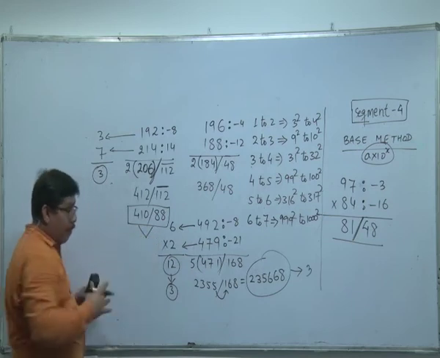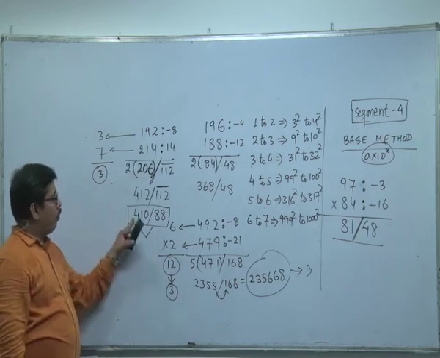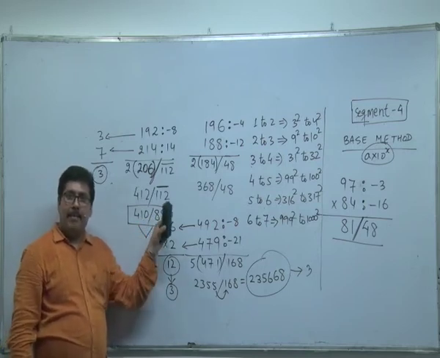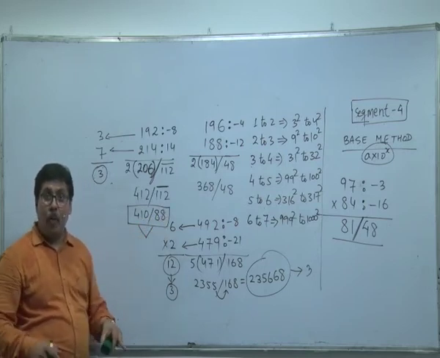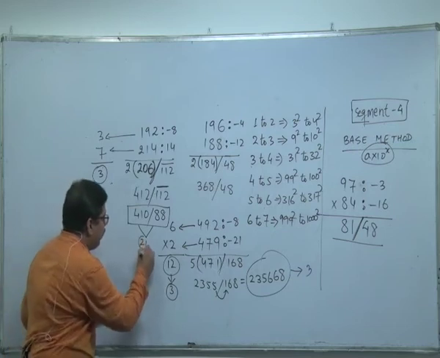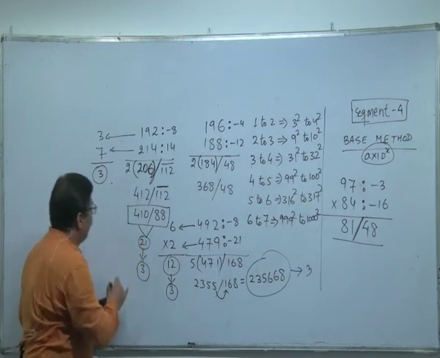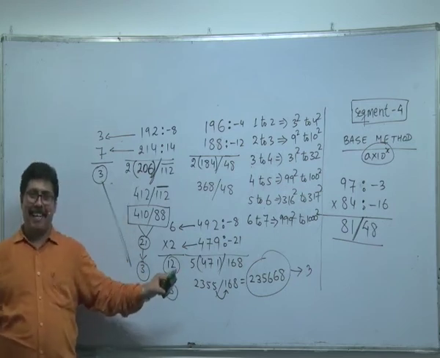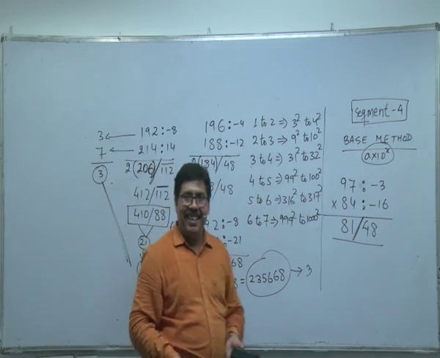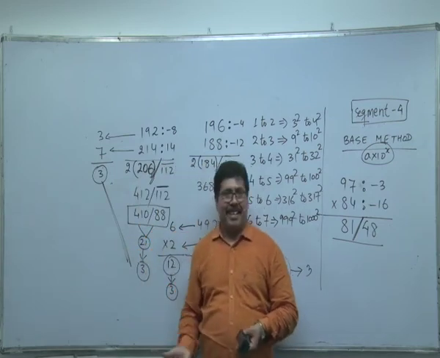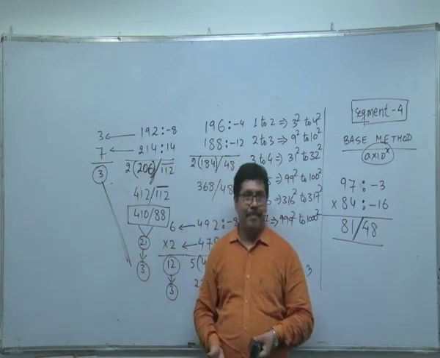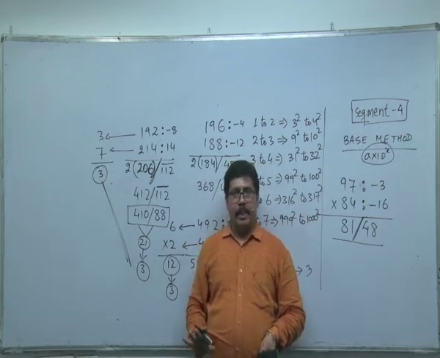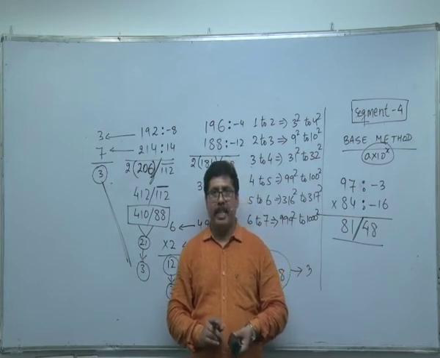What is the digit sum of my result? 4 plus 1, 5. 5 and 8, 13. And 13 and 8 is 21. And 21 is none other than 3. 3 and 3 is matching, means DNA is matching. Can I say DNA is matching? 3 and 3 means my answer is correct. I hope this point is clear. Let us quickly move to our next segment.